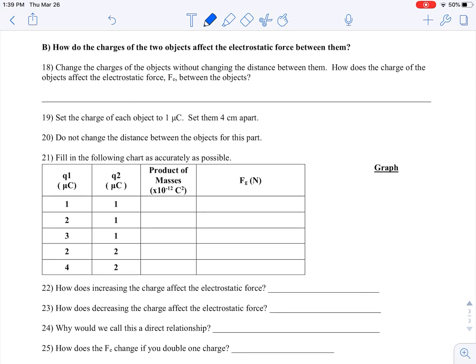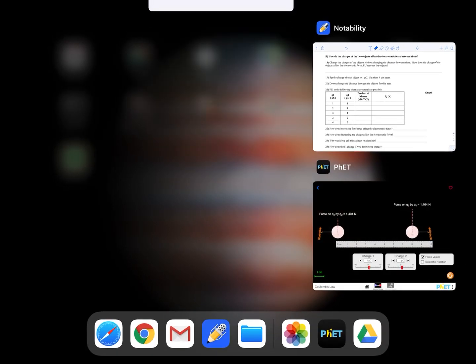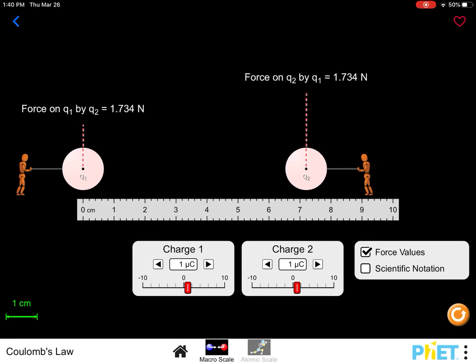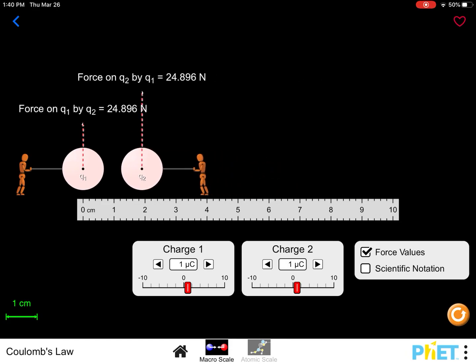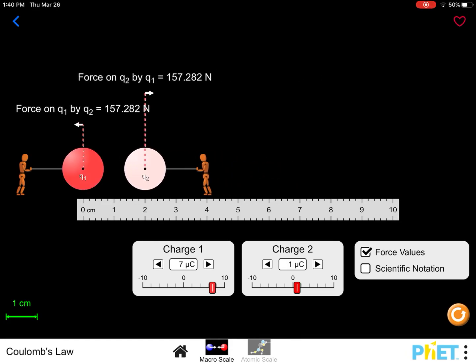So now we're going to see how the amount of charge affects it. So we just looked at how distance affected it. Now we're going to look at the amount of charge. So how did the charges of the two objects affect the electrostatic force between them? So change the charges without changing the distance between them. How does the charge affect the electrostatic force? So let's see, we'll set the distance, just leave it right there. So let's play with the charges.